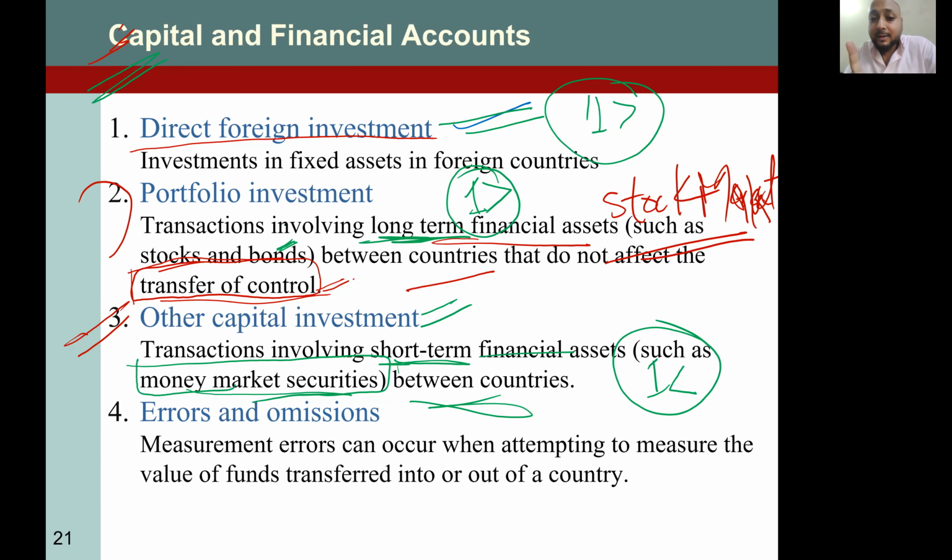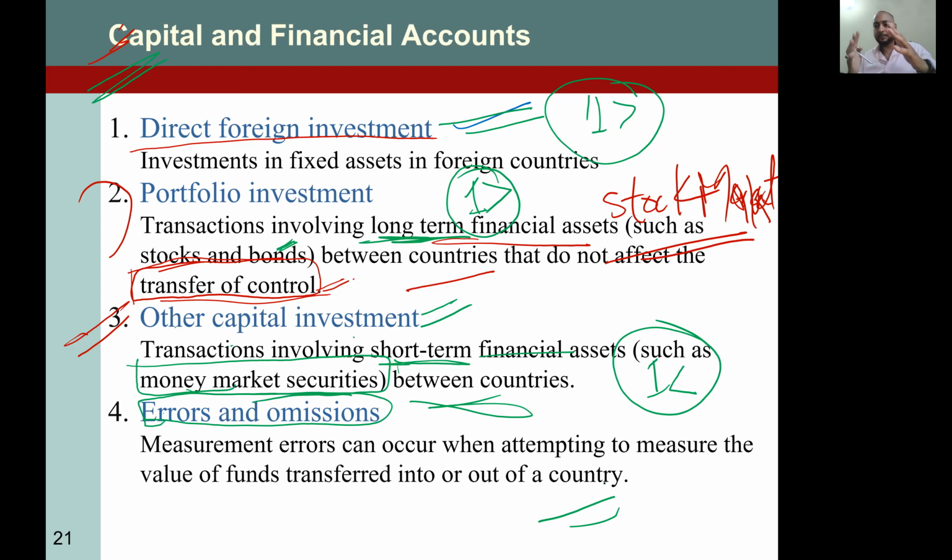When money market securities are exchanged from one country to another, we call this other capital investments, right? If you buy government securities of less than 1 year, not company securities. And of course, there are going to be errors and omissions. Sometimes we make errors that are going to be adjusted here, or you forgot to record something, we include it here, right?